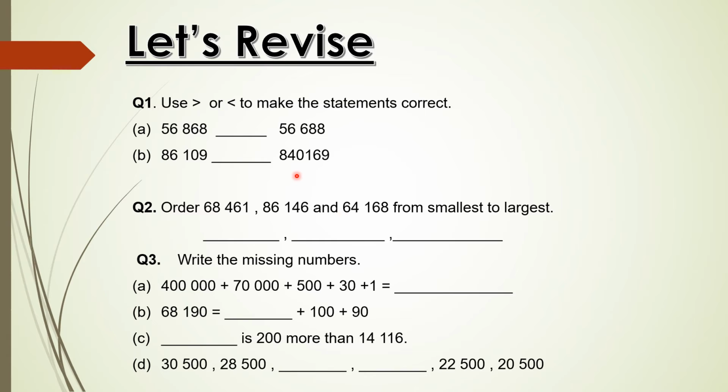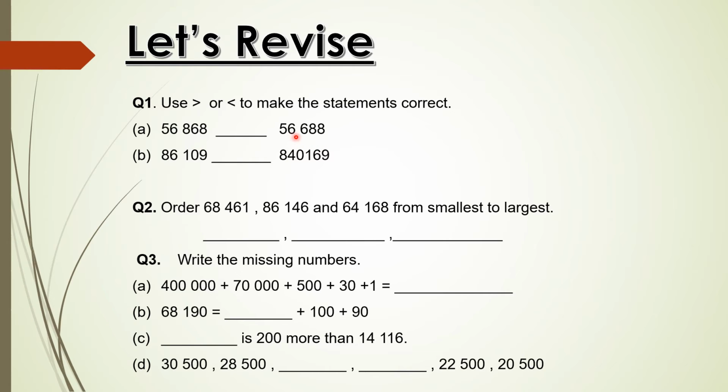Let's revise whatever we learned in this chapter. Let's just have an overall review of what we learned in the entire chapter, because we are done with this chapter. Use greater than or less than to make the statements correct. You need to use these two signs to complete these sentences. So which sign am I going to add here? This one or this one?